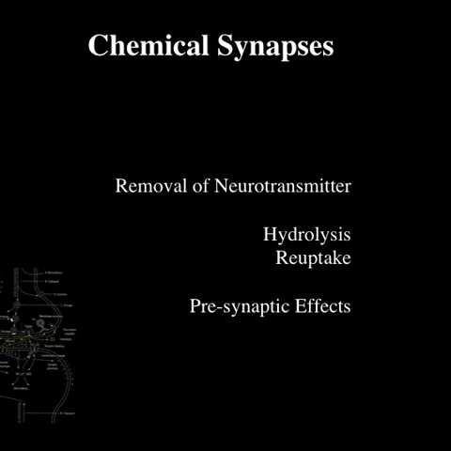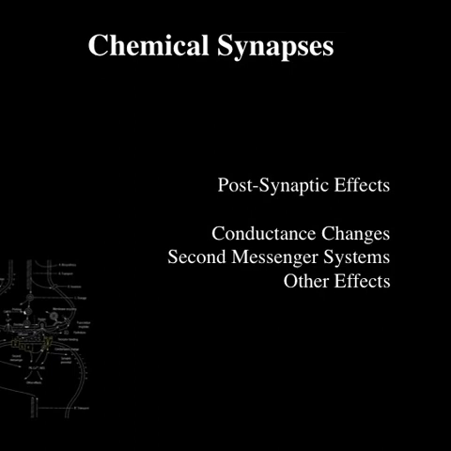Those are all presynaptic effects. Let's look now at the postsynaptic effects. Three sorts of changes that we can get. We can get conductance changes. The porosity of this postsynaptic membrane to a population of ions changes, and that leads to a change of membrane potential in this postsynaptic membrane. And just like the rest of the neuron, if this postsynaptic membrane reaches threshold, then an action potential continues along the way.